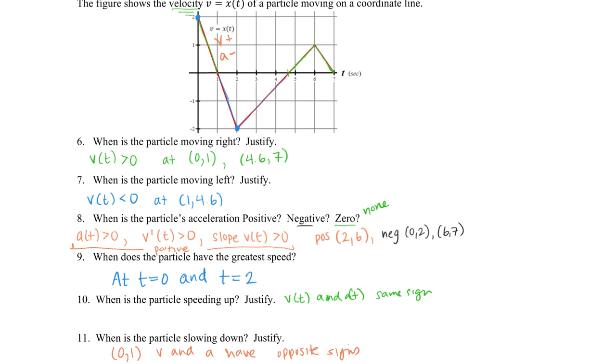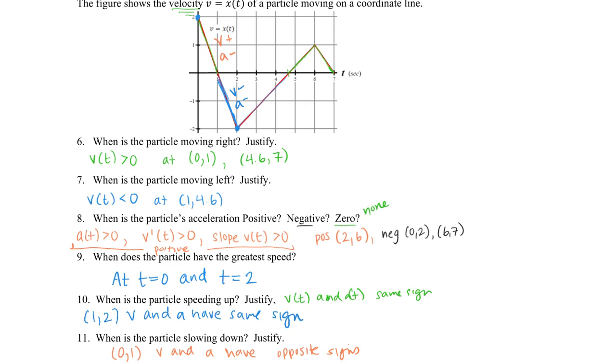Okay, now let's look at the next piece of graph. When I get down to here, the velocity is negative. The acceleration is also negative. Since they have the same sign, the particle is speeding up. So from 1 to 2, velocity and acceleration have the same sign.